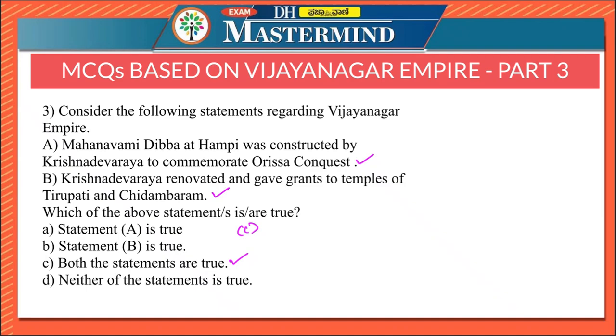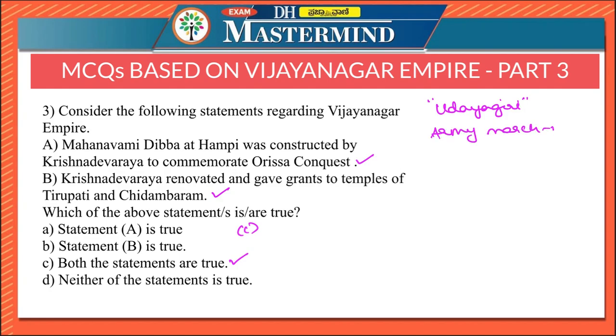Both the statements are true. King Krishnadevaraya constructed Mahanavami Dibba in commemoration of the victory over Udayagiri. Udayagiri is now in Odisha. So, statement A is correct. The victory over Udayagiri was commemorated by building Mahanavami Dibba. This Mahanavami Dibba was used as a platform to watch the army march past.